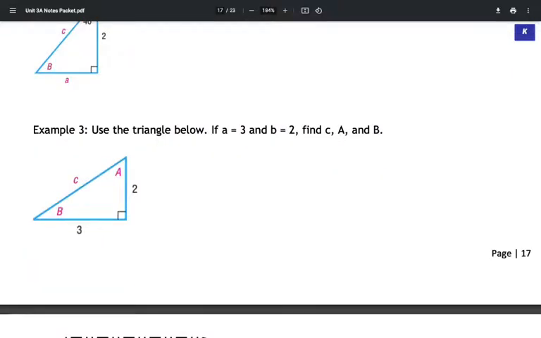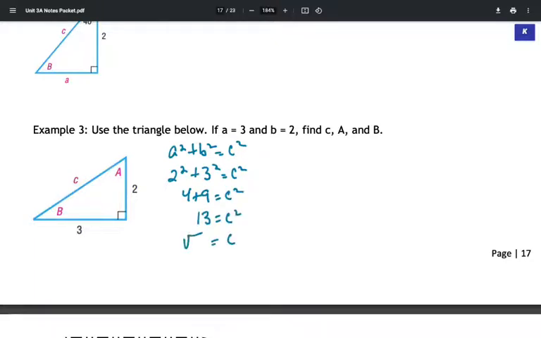Okay, on this one, I can find C this time because I can use the Pythagorean theorem, since I've got 2 sides of the right triangle. So I'll do 2 squared plus 3 squared equals C squared. That's 4 plus 9, which is 13. So C equals the square root of 13.